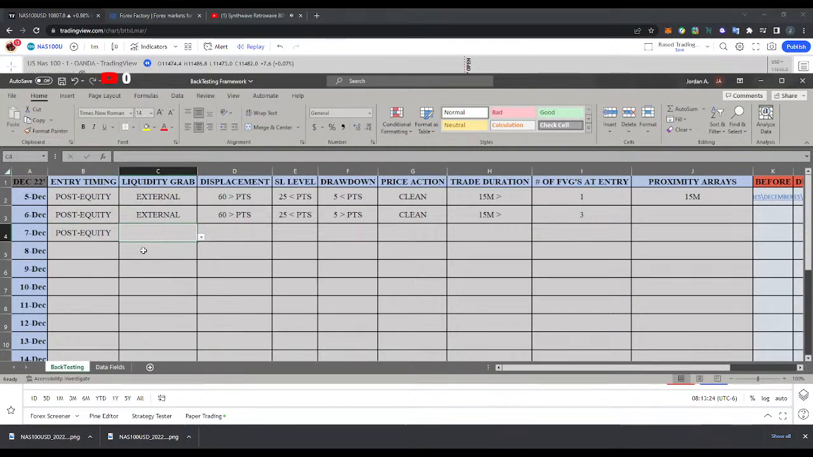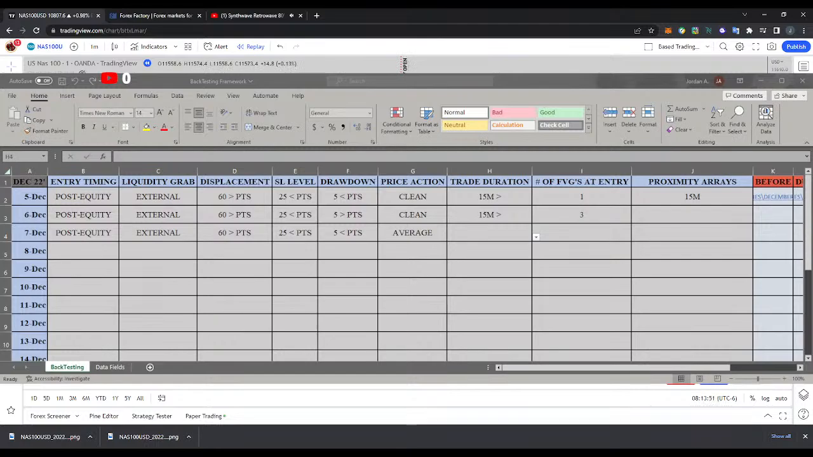Liquidity grab on the 15-minute was external. Displacement was well over 60 points. Stop loss level was 25 or less. We only took about 5 points of drawdown when it went into the fair value gap under our breaker entry. Price action is not so clean. It's not choppy either, so we'll call it average. Trade duration, let's see. Enter here at 8:31, exit at 8:37, so 6 minutes. Call it under 15 minutes.